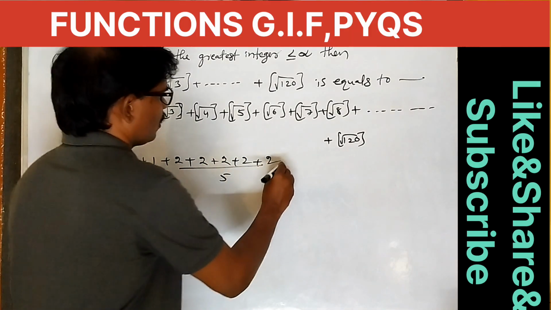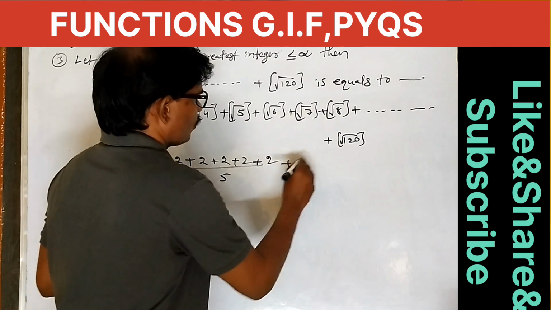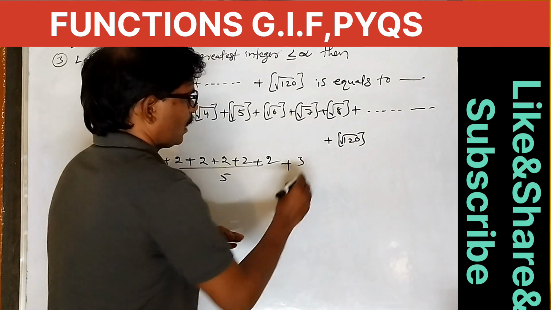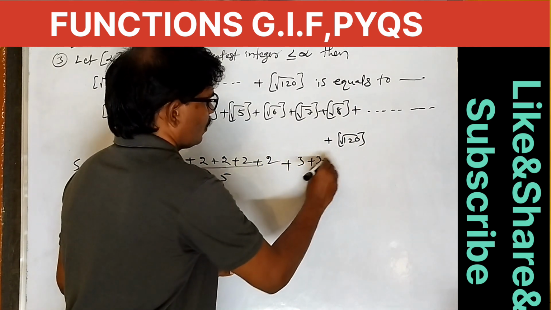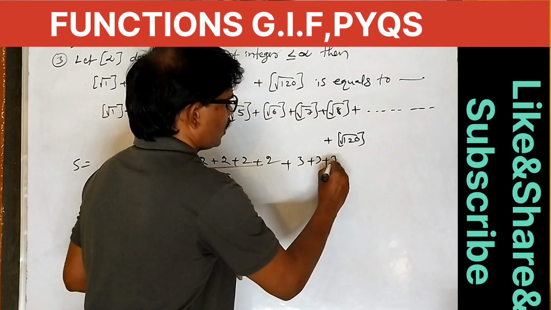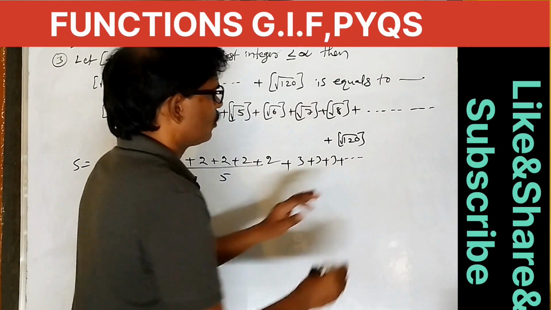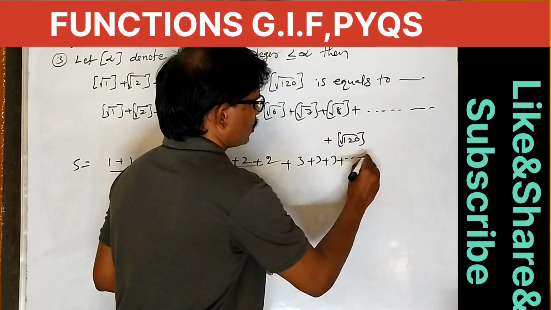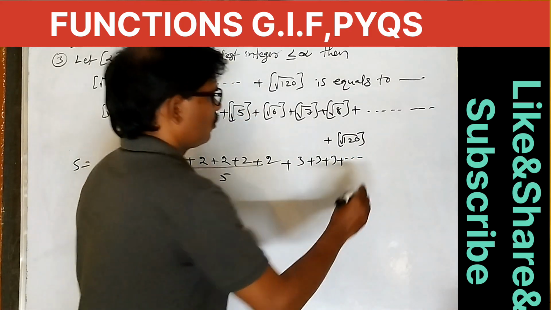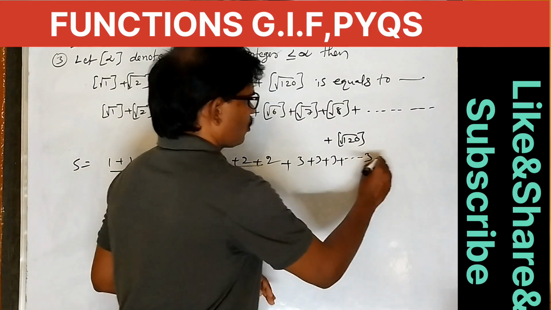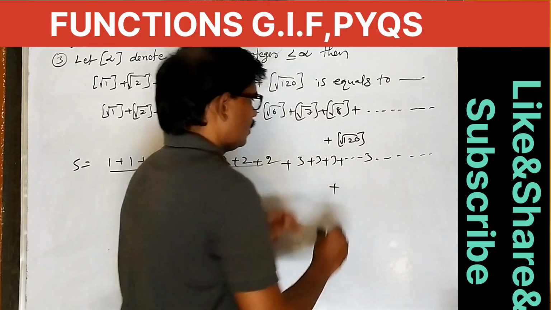Root 9 is equal to 3. Root 10 also 3. Next root 11 also 3. Next root 12, up to and so on. Root 15 also 3. Okay, right here 3, up to and so on, like that only.